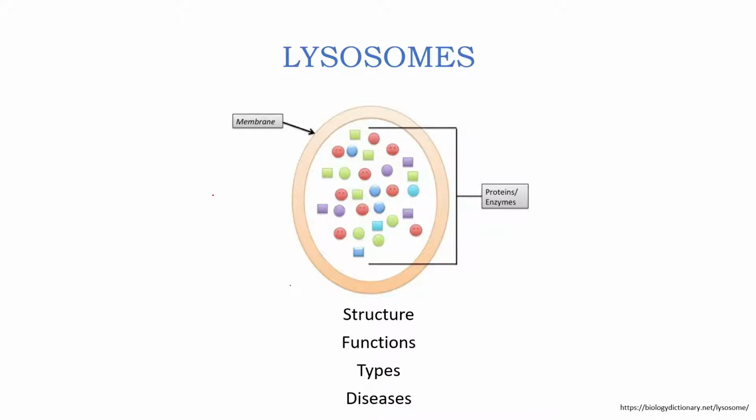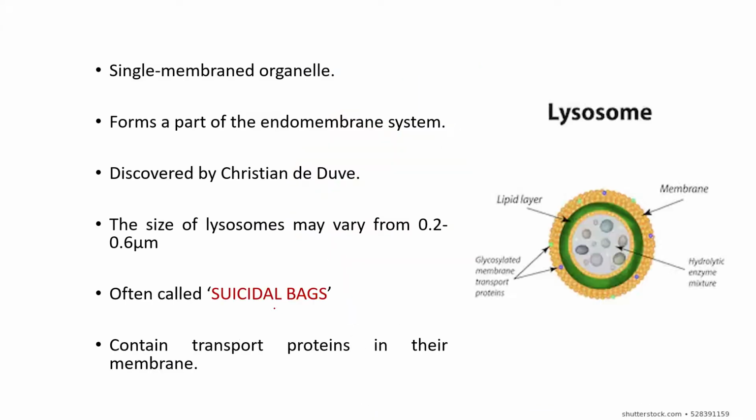I am Richa, your mentor, and today we are going to deal with lysosomes. We are going to deal with the structure, functions, types of lysosomes, and the diseases associated with lysosomes. So, what exactly are lysosomes? Lysosomes are single membraned organelles found in cells. They form a part of the endomembrane system.